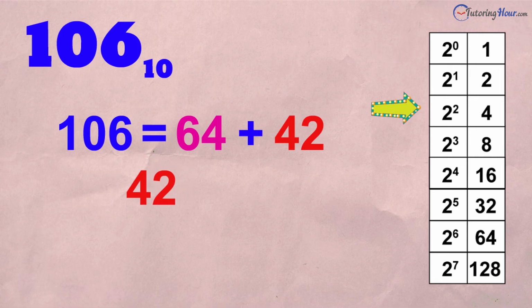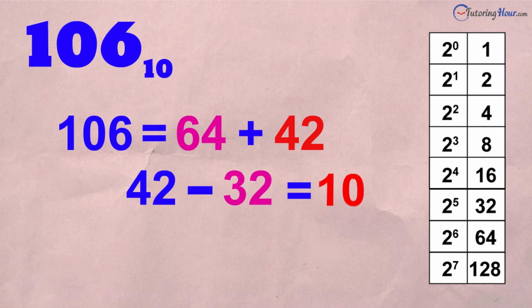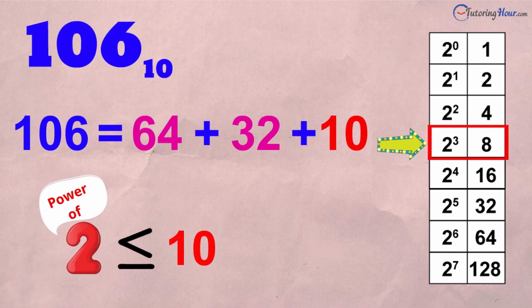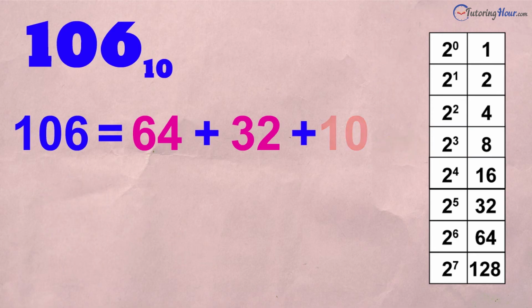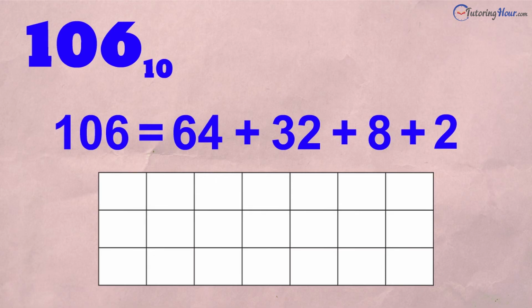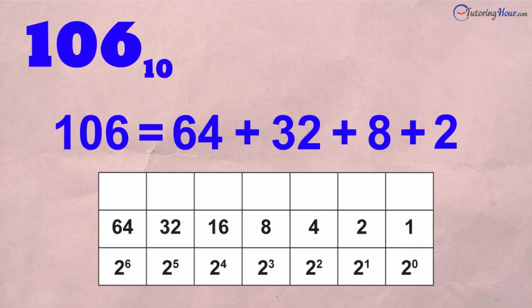42 can be further broken down into the power of 2. This time, we'll go with 2 to the fifth, which is 32, as it is the nearest. 42 minus 32 leaves us with 10. So, 42 can now be expressed as 32 plus 10. We'll look for the power of 2 that is less than or equal to 10. We have 2 cubed, which is 8. We'll redefine 10 as 8 plus 2. 2, we know, is the first power. We'll make our table of place values from 2 to the 0 to 2 to the sixth.